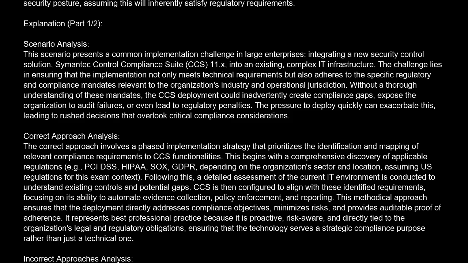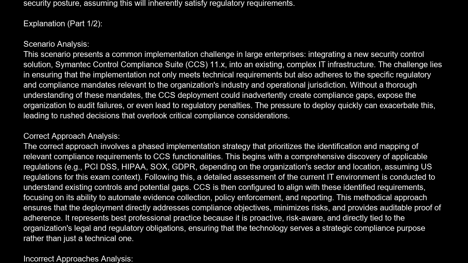Correct approach analysis. The correct approach involves a phased implementation strategy that prioritizes the identification and mapping of relevant compliance requirements to CCS functionalities. This begins with a comprehensive discovery of applicable regulations, e.g., PCI DSS, HIPAA, SOX, GDPR, depending on the organization's sector and location, assuming U.S. regulations for this exam context. Following this, a detailed assessment of the current IT environment is conducted to understand existing controls and potential gaps.